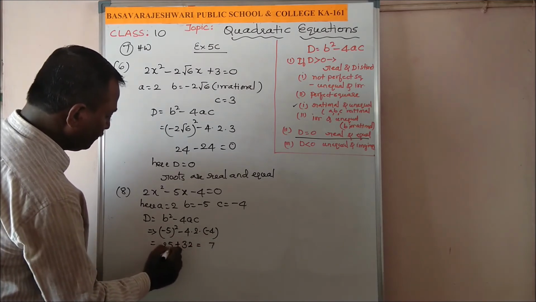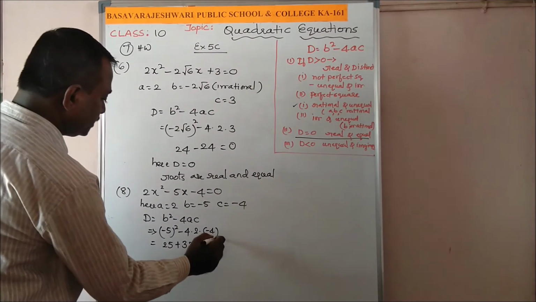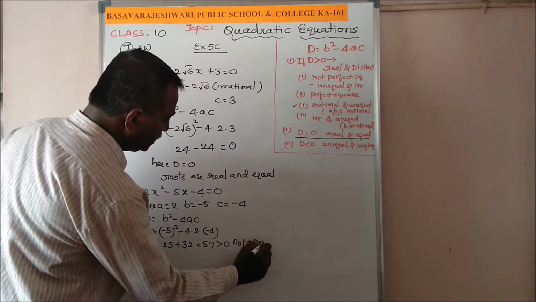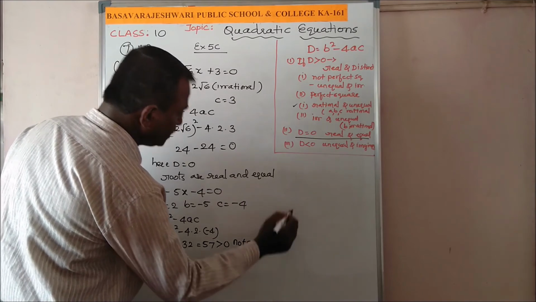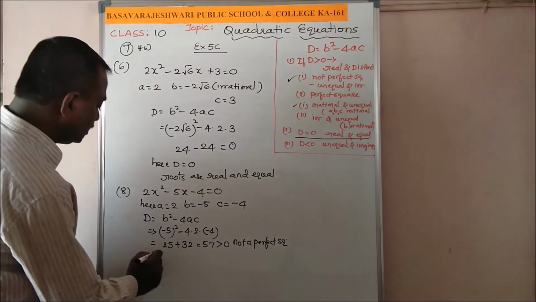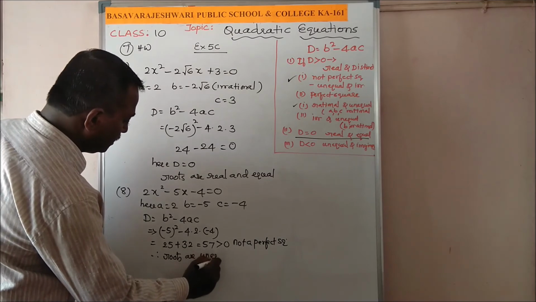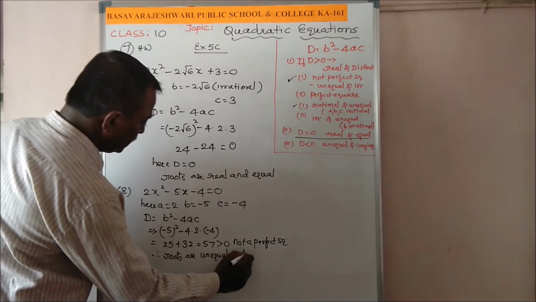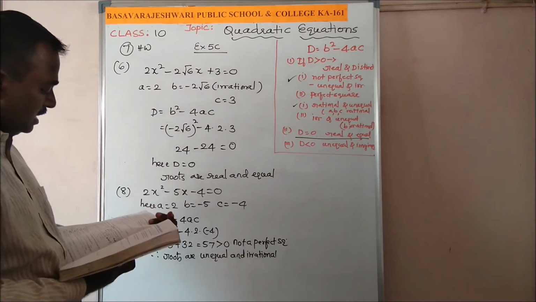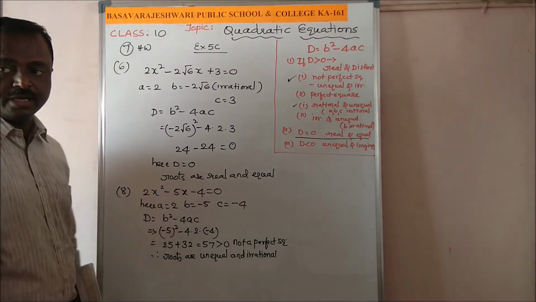So 25 plus 32 is 57. Correct? This is greater than 0, but it is not a perfect square. So not a perfect square means roots are unequal and irrational. Therefore roots are unequal and irrational. So remember this point. This is question number 8.